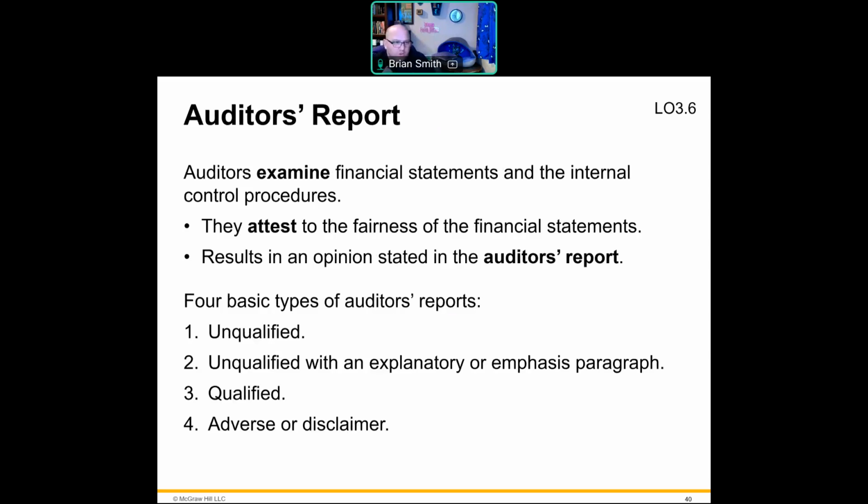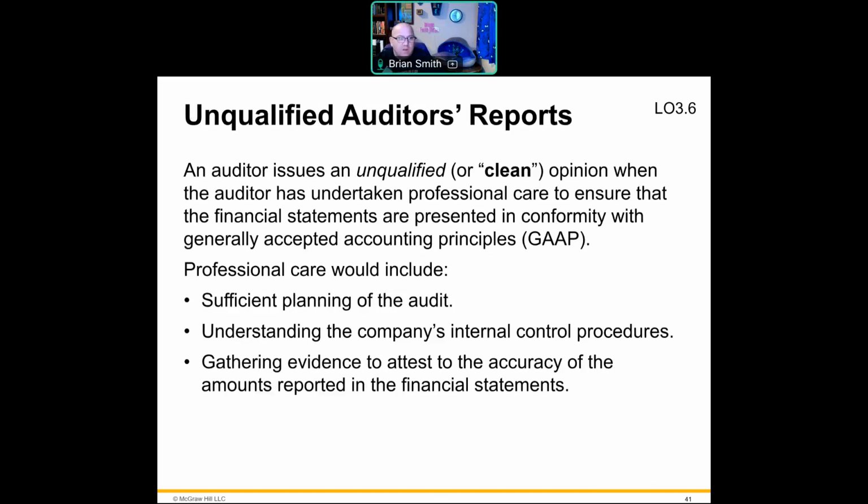Now, here comes the auditor's report. The auditor's report, we are going to give various kinds of reports. The 4 basic reports are unqualified. What that means, if I remember correctly, because they've changed these words around. Well, actually, let me just get into it. These are the 4 types.